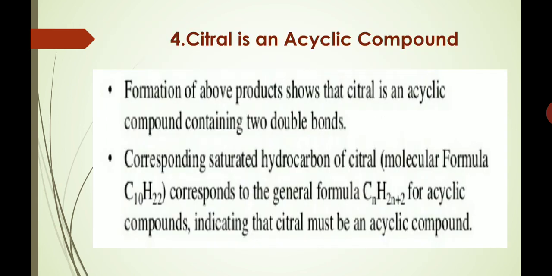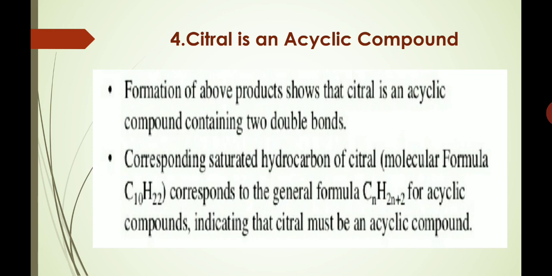Now citral is an acyclic compound. Next point is to establish its acyclic nature. The formation of the above products, that is the geranic acid and geraniol, shows that citral is an acyclic compound containing two double bonds.